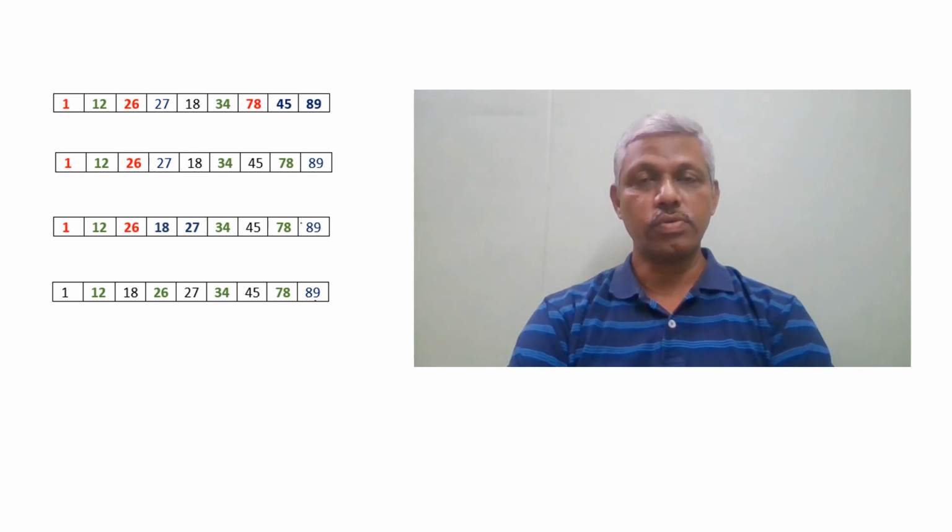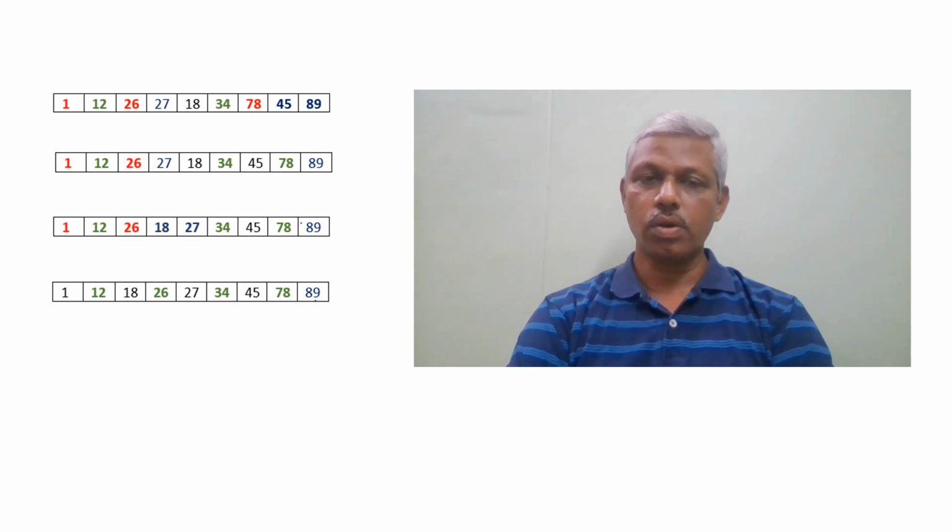So again 26 has found its place, and it is dividing the subarrays into 18 and 27 of individual elements. So this completes the quicksort of the left part of 34 completely, because each of the subarrays consists of single elements. Now we will focus on the subarray which is to the right of 34, so 78, 45, and 89. Again we will take 78 as a pivot element, 45 is less than 78, 89 is the element which is greater than that.